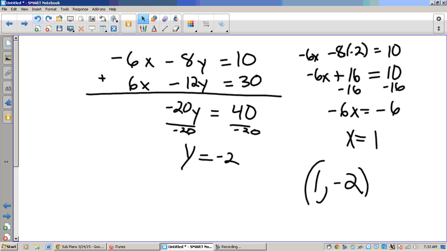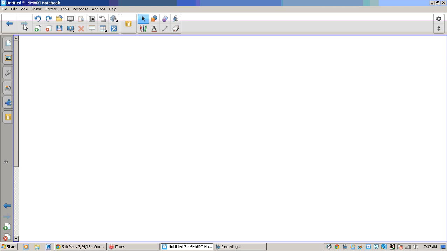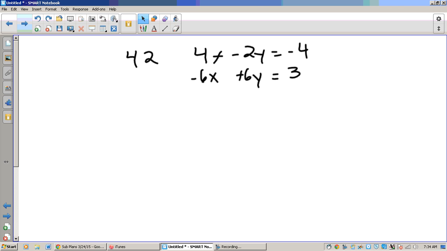And that's simply elimination. I want to look at one last problem because it's very similar to what you would see on number 39 and number 40. But let's look at number 42 just for a second. 42 is 4x minus 2y equals negative 4. And then we've got negative 6x plus 6y equals 30. Now here there's nothing that looks like you can eliminate right away. But what I do see is I can multiply this whole equation by 3, and I would end up getting a 6y.